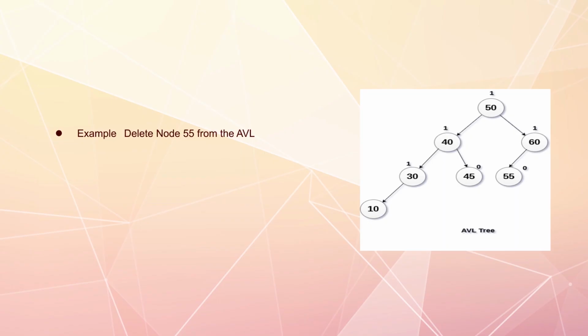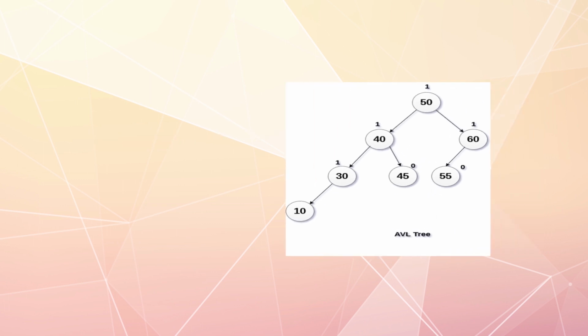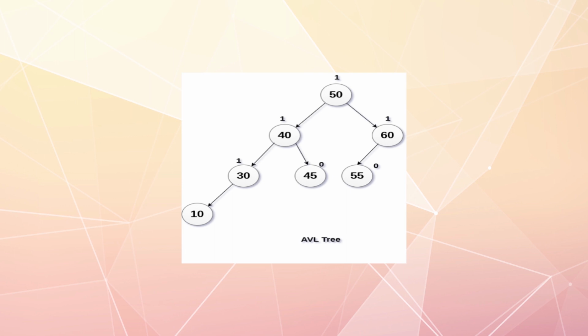Suppose we have items like root node 50 and a lot of items available, 40, 60 like that. First, we calculate the balancing factor of this tree. All the leaf nodes like 10, 30, 45, 55 are 0. Then we calculate the balancing factor of internal nodes 40 and 60, both are 1. Then the balancing factor of 50 is also 1. So, the tree has no issue.